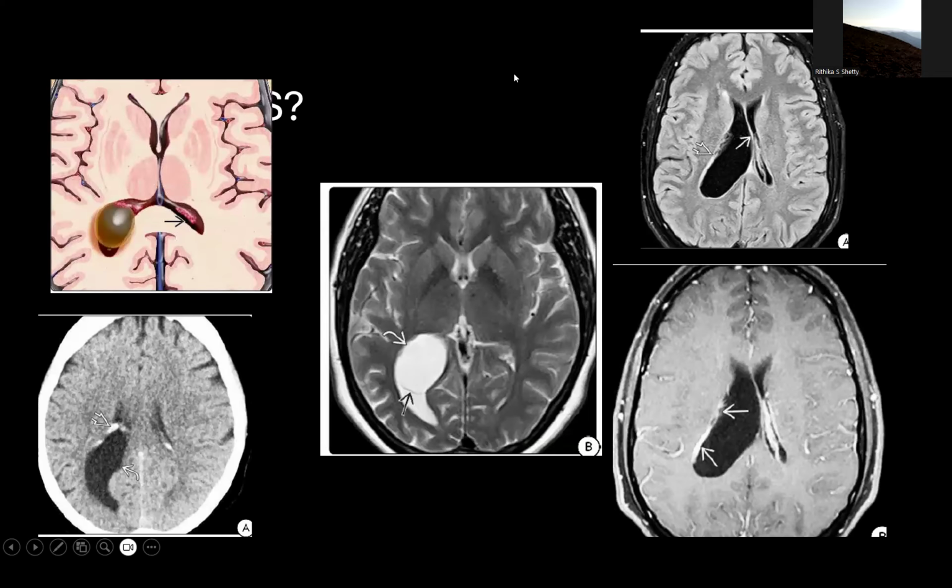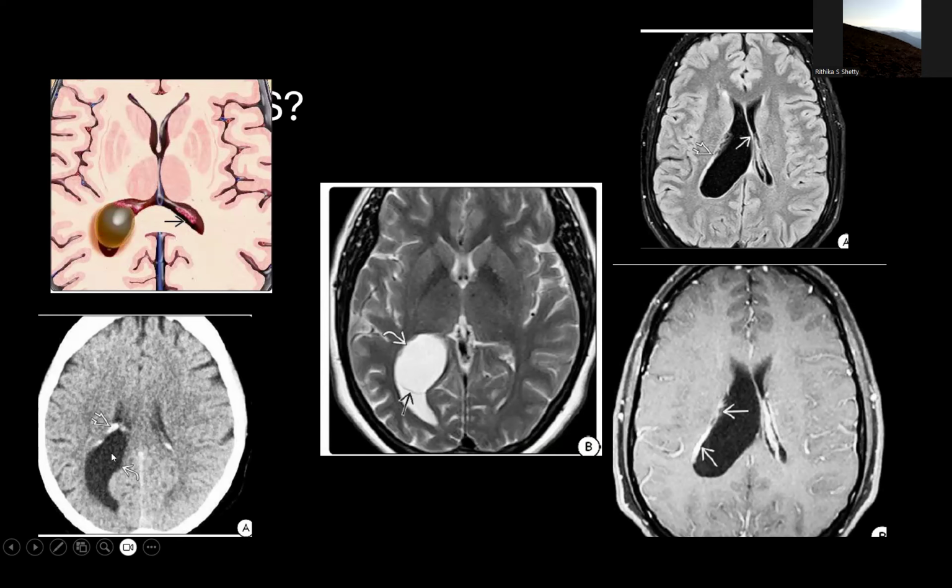Coming to the next most common DD for choroid plexus cyst, which is ependymal cyst. So whenever we see a cyst in the choroid plexus, an easy way to approach is to see where the choroid plexus is. If the choroid plexus is displaced sideways, it is an ependymal cyst. Ependymal cyst will be originating from the ependymal lining. So here we can see there is a well-defined cyst and it is pushing the choroid plexus. So this is ependymal cyst.